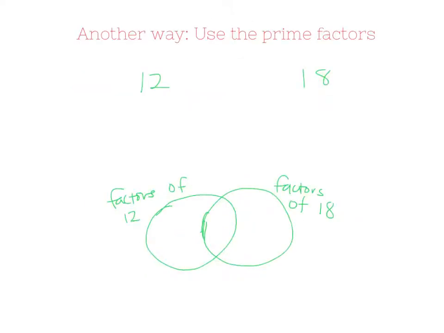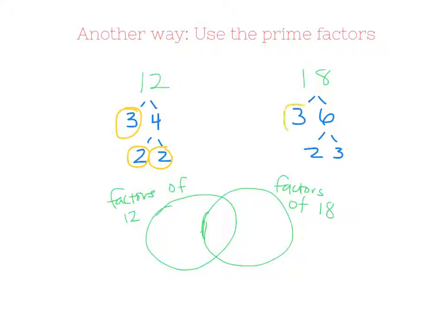Okay, here I'm going to show you the other way, which is prime factors. So think back to when we did prime factorization in lesson 1.2. And I want you to do the prime factors for 12. Remember, so 3 times 4, and then we break this down, 2 and 2. So our prime factorization is 3 times 2 times 2. And then if we do the prime factorization of 18, we do 3 and 6, and then 2 and 3. So we have 3 times 2 times 3.